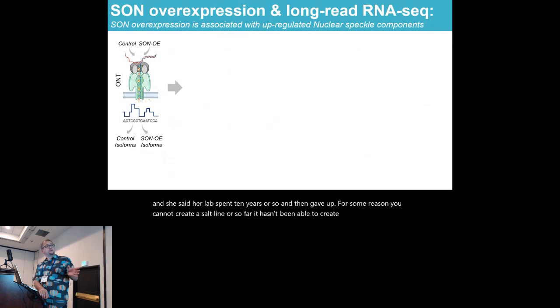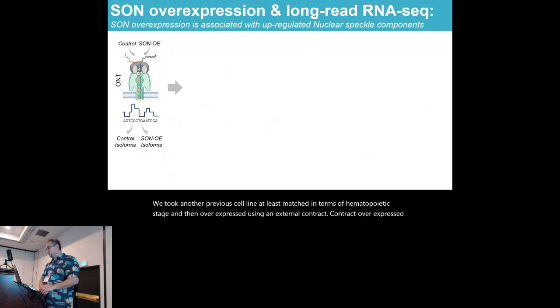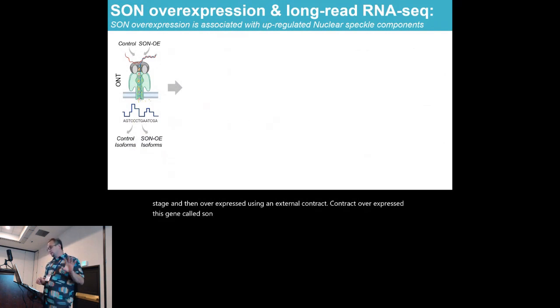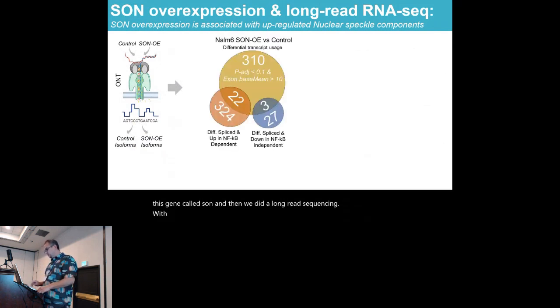We took another pre-B cell line, at least matched in terms of hematopoietic stage, and then, using an external construct, overexpressed this gene called SON. And then we did long-read sequencing with or without this overexpression. What we saw was both differential transcript usage and differential expression.